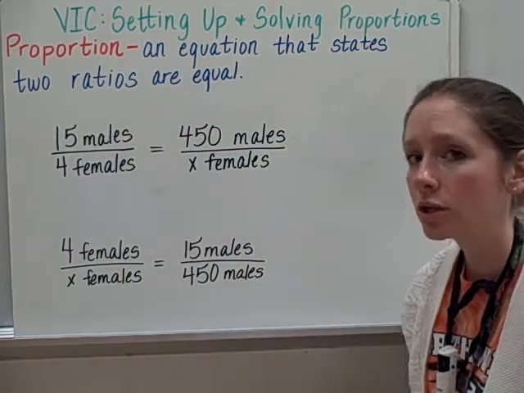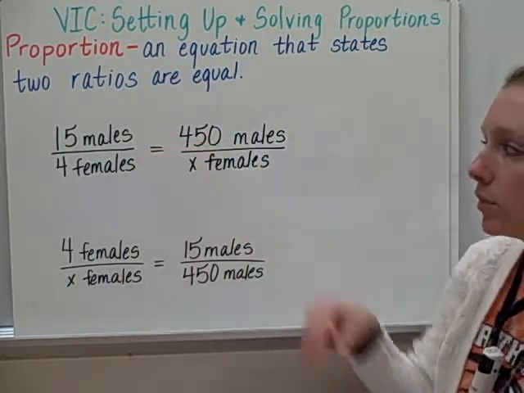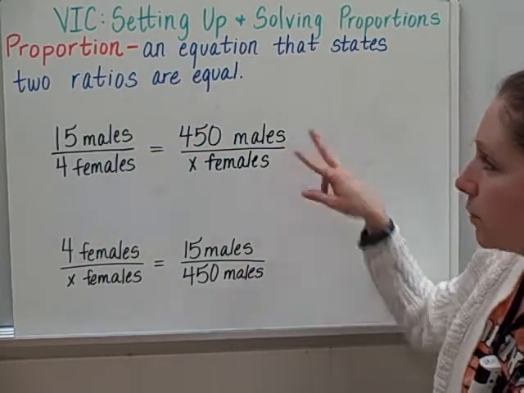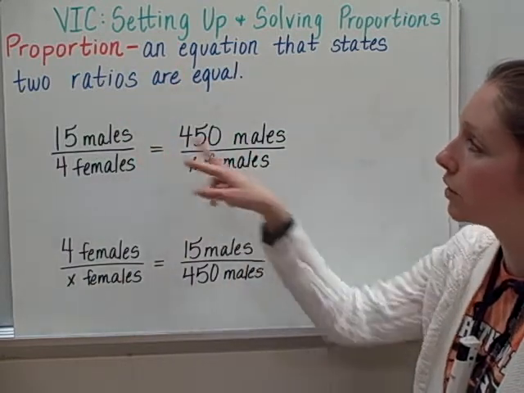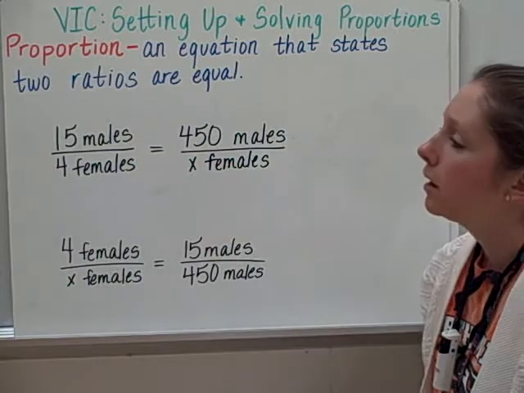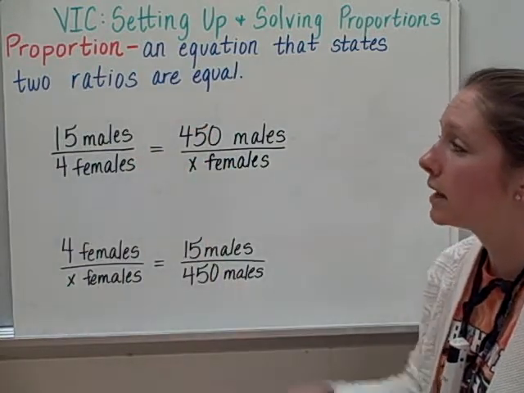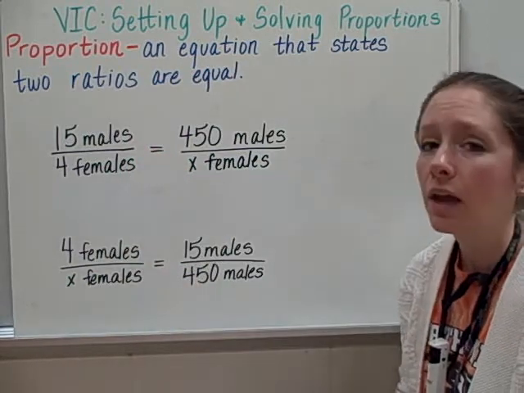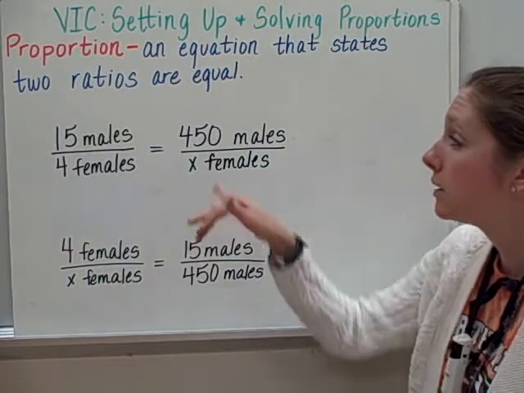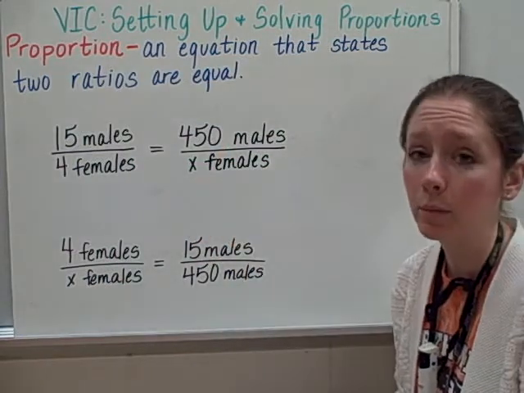So remember, a ratio just relates a number to a number. So this is an example of a ratio, and this is an example of a ratio. So proportions say that these two things are equal to each other. So for example, if we had a problem that said something like, there are 15 males and 4 females, and then they give you a problem that says there's 450 males, how many females would there be?